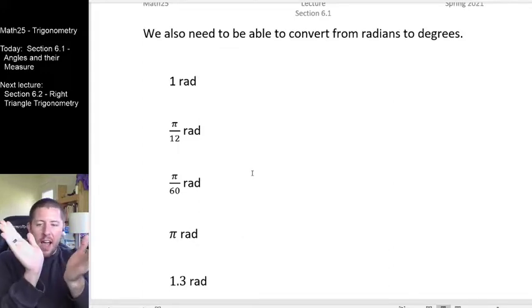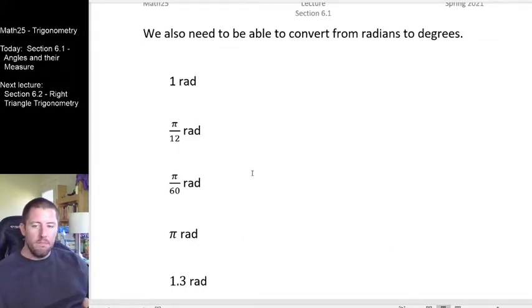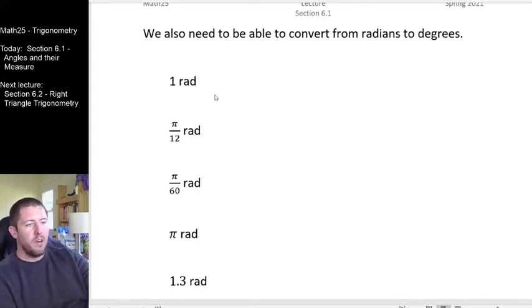Is 1 radian a lot? Is it a little? It's only one of something, so it sounds like a little bit. Should we think of it as a small amount of angle right there? Well, let's do the conversion.